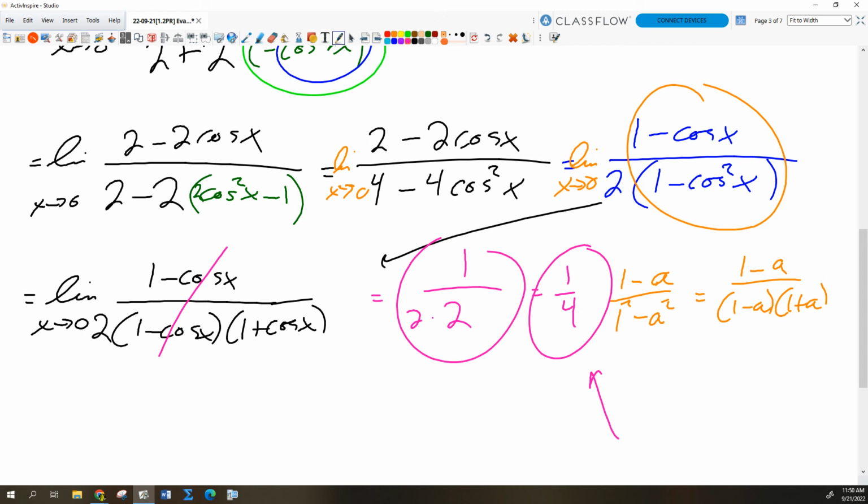Okay, I just combined like terms. I distributed the -2, which gave me a -4 cosine squared x plus 2. 2 plus 2 is 4. Okay. Maybe I shouldn't have skipped that step. I just felt like I was running out of board space. So here, let me give you a little. So all we did here.